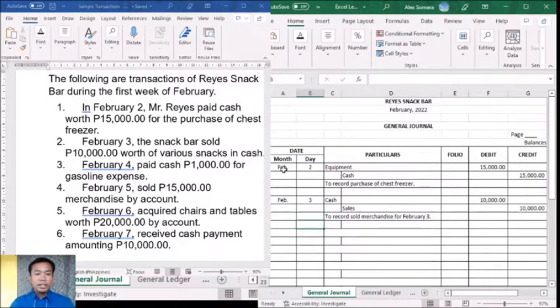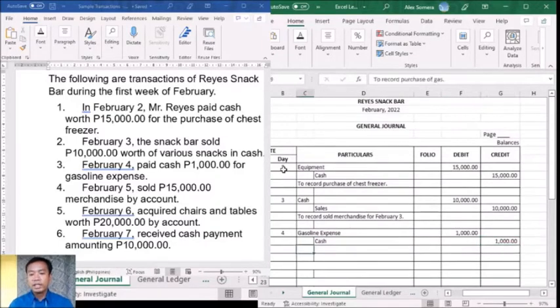Okay, next. Transaction number 3 in February 4, paid cash 1,000 for gasoline expense. So maaaring may nag-order at kinakailangan bumili ng gasolina upang makapag-deliver yung sasakyan natin. Okay, so we need to write the date, and the account for this is an expense. Okay, so gasoline expense to be specific, and we need to debit that, amounting to 1,000 pesos. At kinakailangan din natin na i-credit yung cash worth 1,000 pesos. And the reason for posting this transaction is to record purchase of gas.